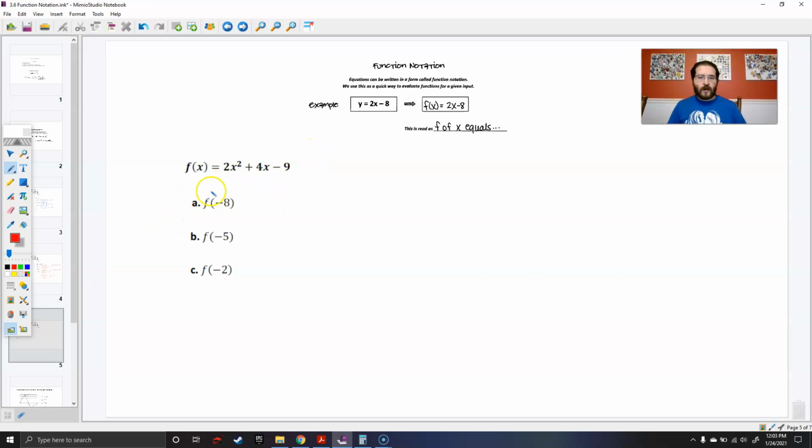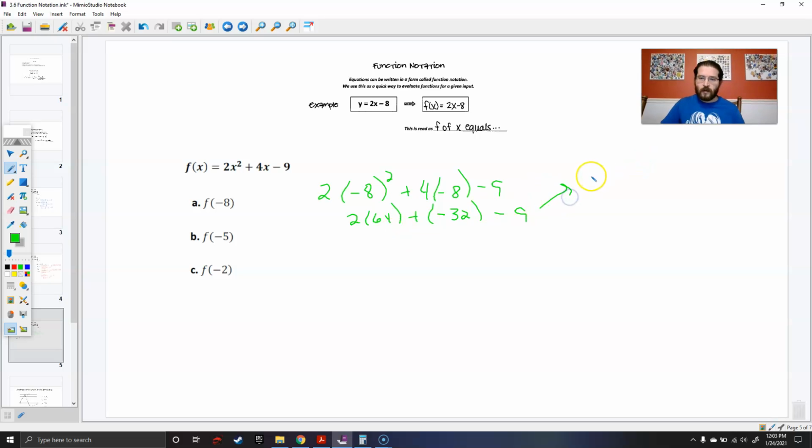Okay, so we got a little bit more complicated, but we still follow those same principles, right? So let's take a look at our first one. So we get 2 times negative 8 squared plus 4 times negative 8 minus 9. All right, looks complicated. It's not too bad. So negative 8 times negative 8, so we get 2 times 64, plus 4 times negative 8, we get negative 32, minus 9. All right, so 2 times 64, we get 128.